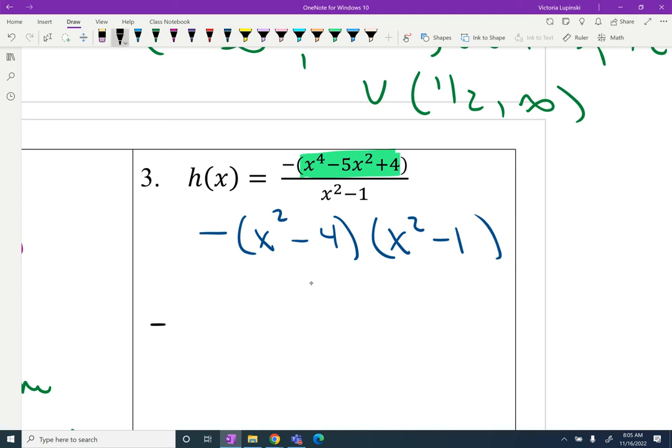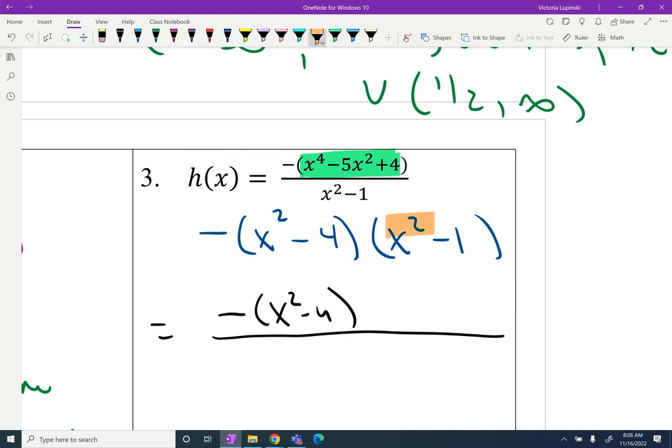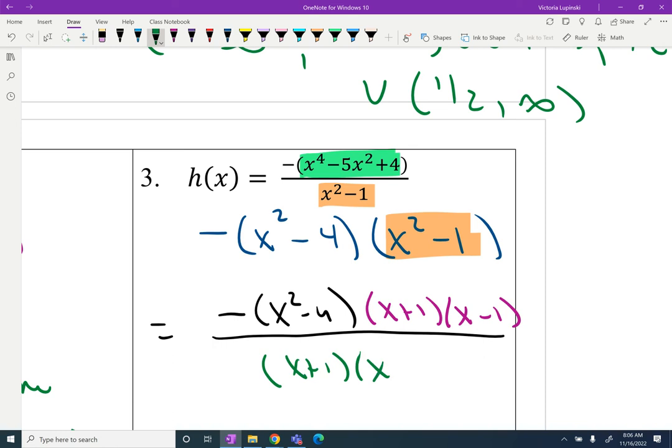Hopefully you would agree that this factors more. So I'm going to keep the negative. I'm actually not going to factor the x squared minus 4, and I'll tell you why in a second. I am going to factor, however, the x squared minus 1. How do I do that? Okay. And why did I factor that? Well, hopefully you realize there is also an x squared minus 1 on the bottom, which means I can factor that bottom to be x plus 1, x minus 1 as well.